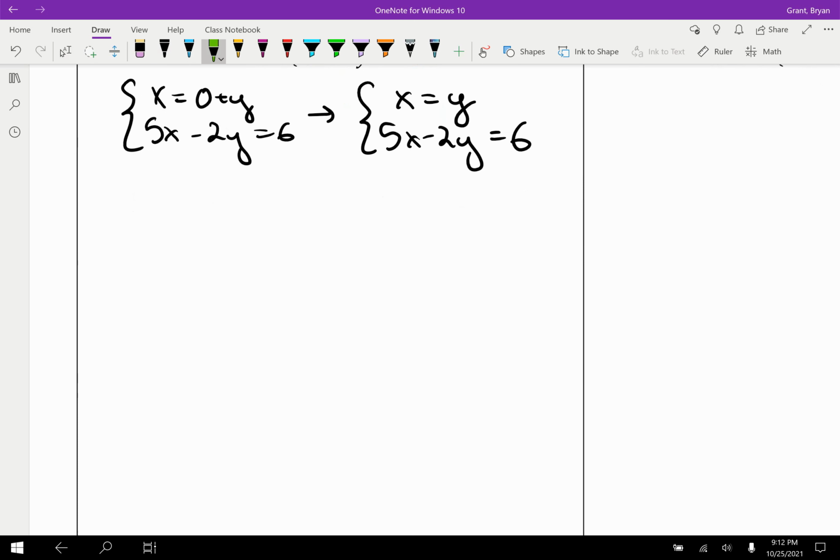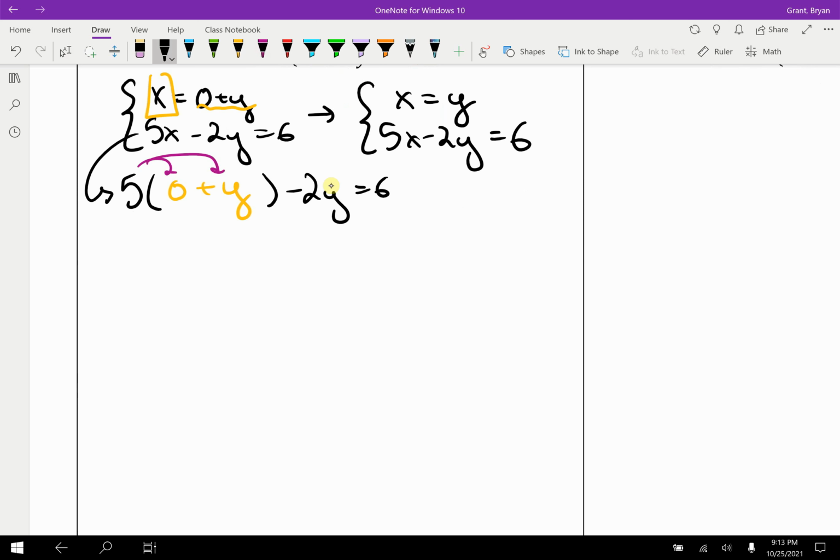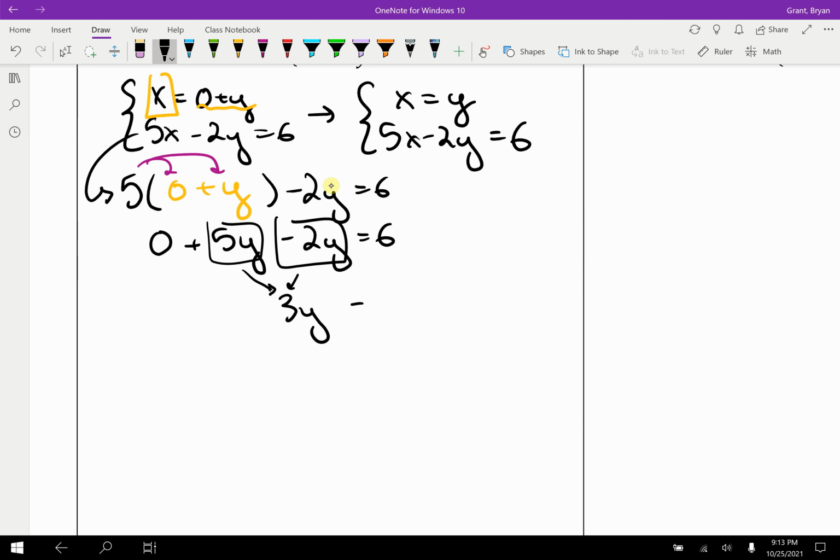So here we go. We know that x is equal to 0 plus y. So we're going to take the second equation. 5, we're replacing x this time, and we're replacing x with 0 plus y. To solve, we need to distribute. That will give us, let's see, anything times 0 is 0. 5 times y is 5y minus 2y equals 6. Well, we actually don't even need the 0 there. And when we combine like terms, 5y minus 2y I think gives you 3y's.